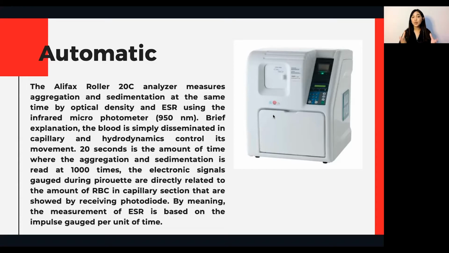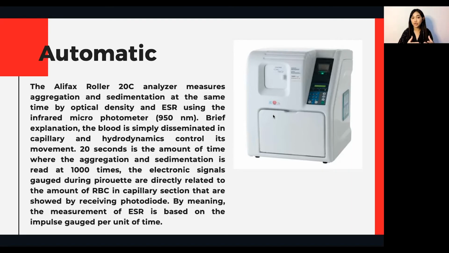I'd like to tell you about the automatic procedure of ESR. As we all know, in the 21st century, automatic ESR measurement instruments, such as Alifax and Vesmatic, have been developed and marketed. This system measures in slight volumes, around 150 microliters of blood, utilizing a microagglutination method that evaluates the interactions between RBCs and inflammatory plasma proteins.